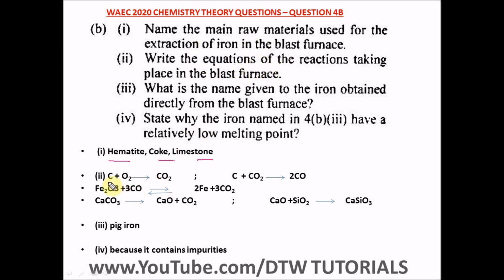The equation of reaction is this. You have carbon reacting with oxygen here, and you have this here. So this is the equation of the reaction to get our iron. Then I say, what's the name of the iron obtained? It's called pig iron. We have several types of iron: pig iron, cast iron, and the rest. Pig iron is the kind of iron obtained from the blast furnace. Then part IV says, why does iron have a low melting point? It's because it contains impurities. The presence of impurities is why it has a low melting point.